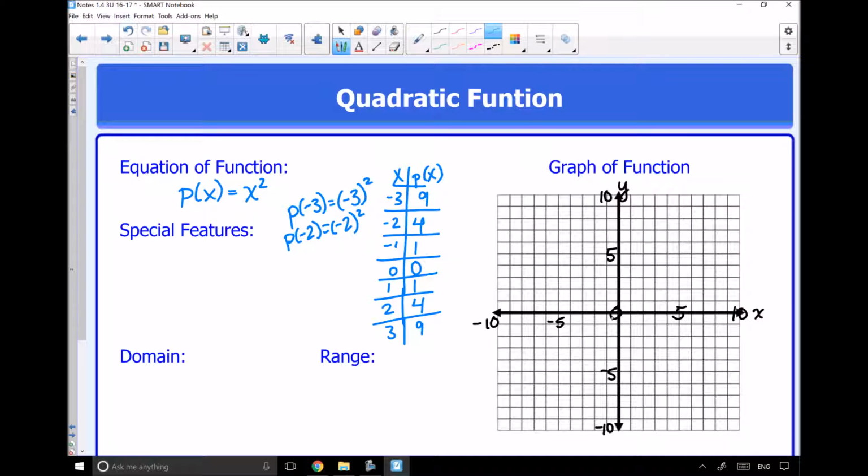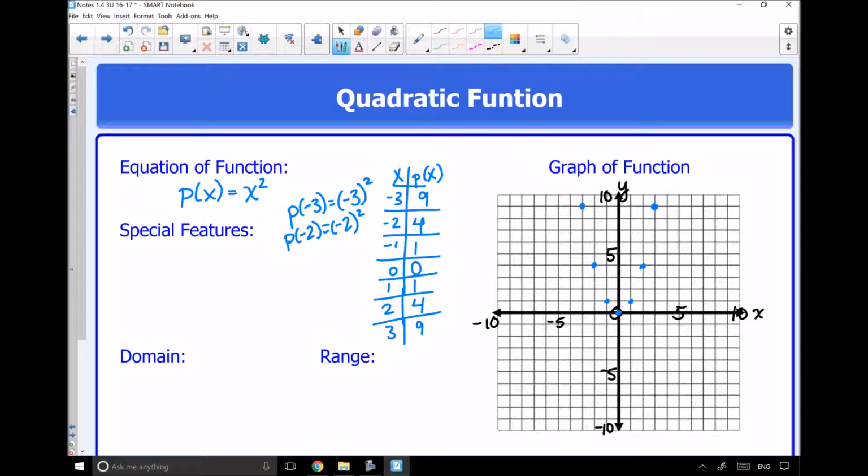So when I graph it out, I'm going to go to -3, +9, and I'm going to put a dot there, okay? Then I'm going to go to -2, +4, I'm going to put a dot there. -1, 1 is right there. I'm going to just keep going with all of my coordinates right here.